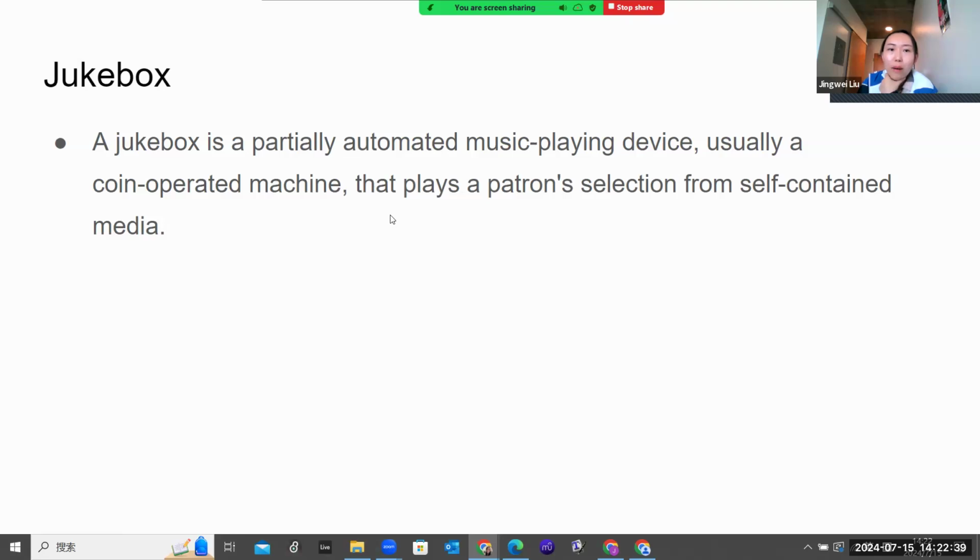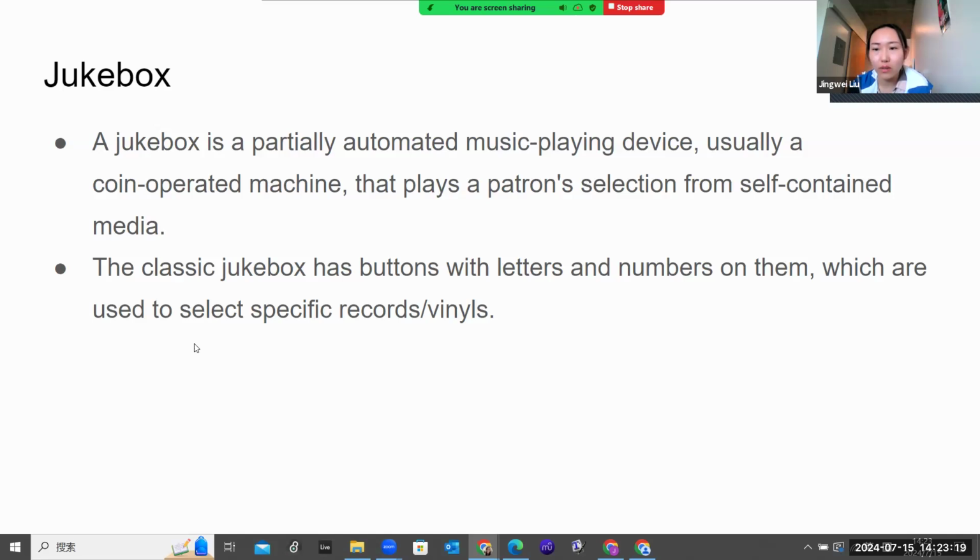A jukebox is a partially automated music playing device, usually a coin-operated machine that plays a patron's selection from self-contained media. So a jukebox is something commercial. If you go into a store with a jukebox and you have a coin, you insert your coin into the jukebox, and then you can choose the record you want to play and listen to the music. The classic jukebox has buttons with letters and numbers on them, which are used to select specific records and vinyls.